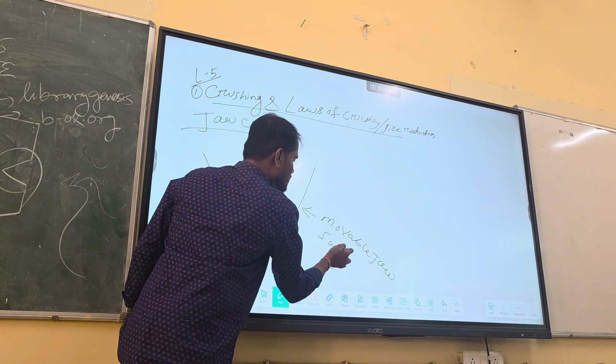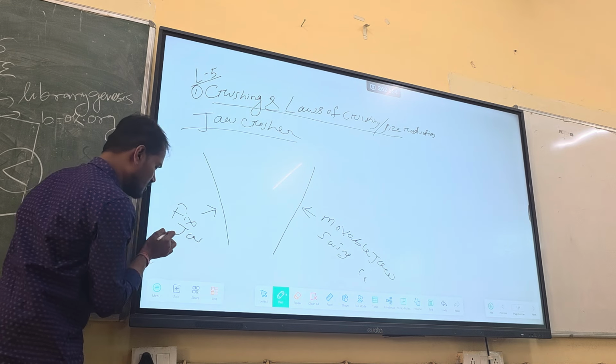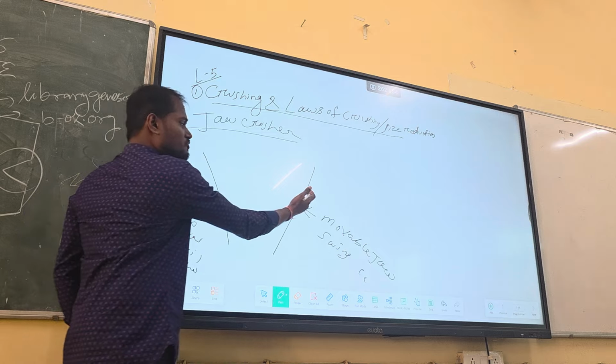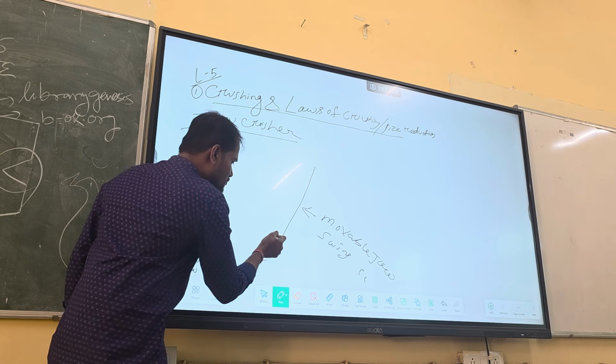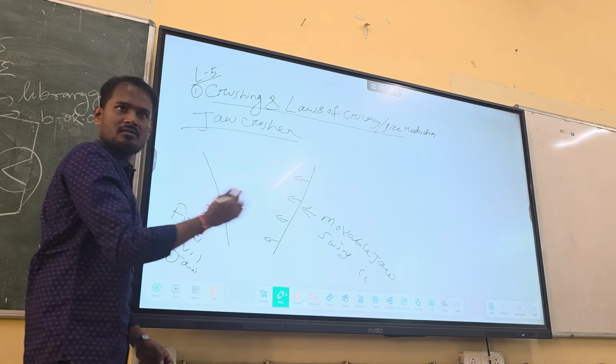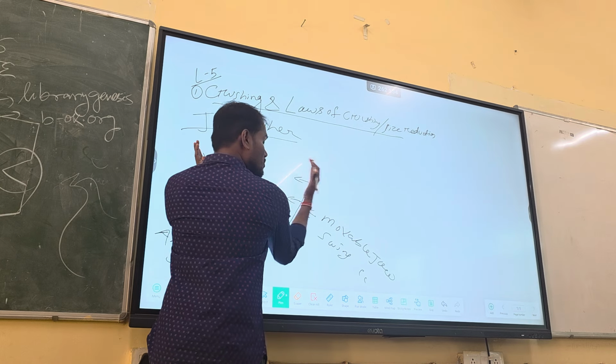Or some people call it swing jaw. This is called anvil jaw. So this will move, but this will not move. So this will move in this direction. Oscillation, fine, like this. This will move.